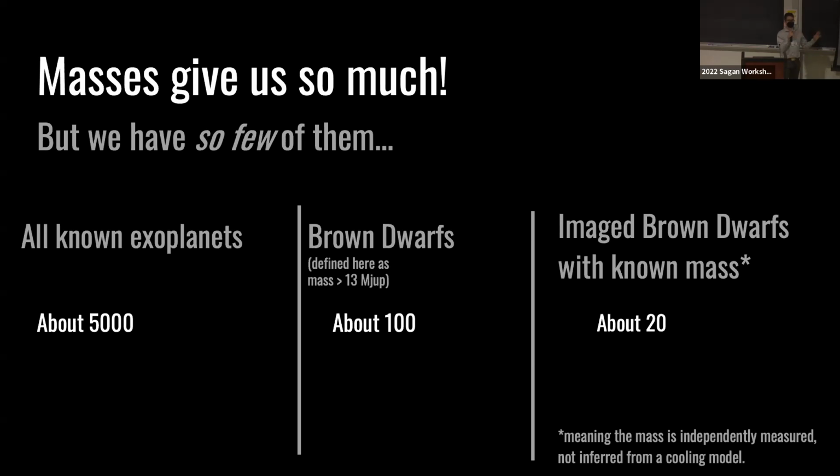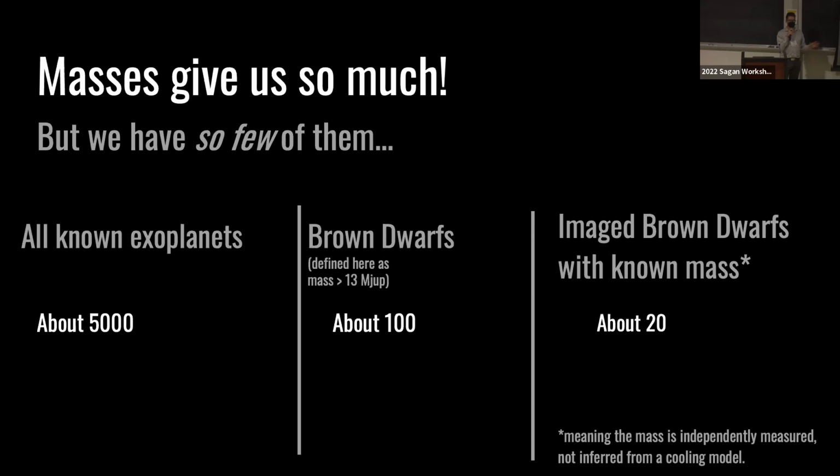So these are kind of order of magnitude numbers. There are about 100 brown dwarfs. Again, this is defined here as bigger than 13 MJup. Arbitrary definition, but that's just what I've done here. But in terms of imaged brown dwarfs with a known dynamical mass, it's roughly 20, so order of magnitude.